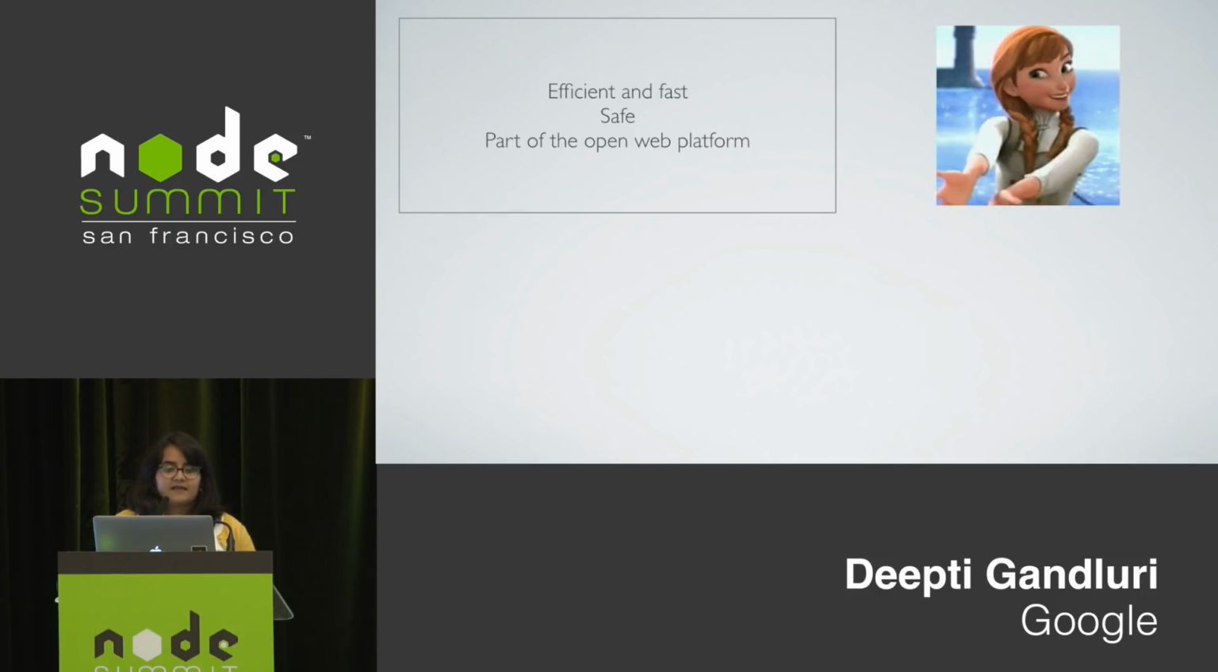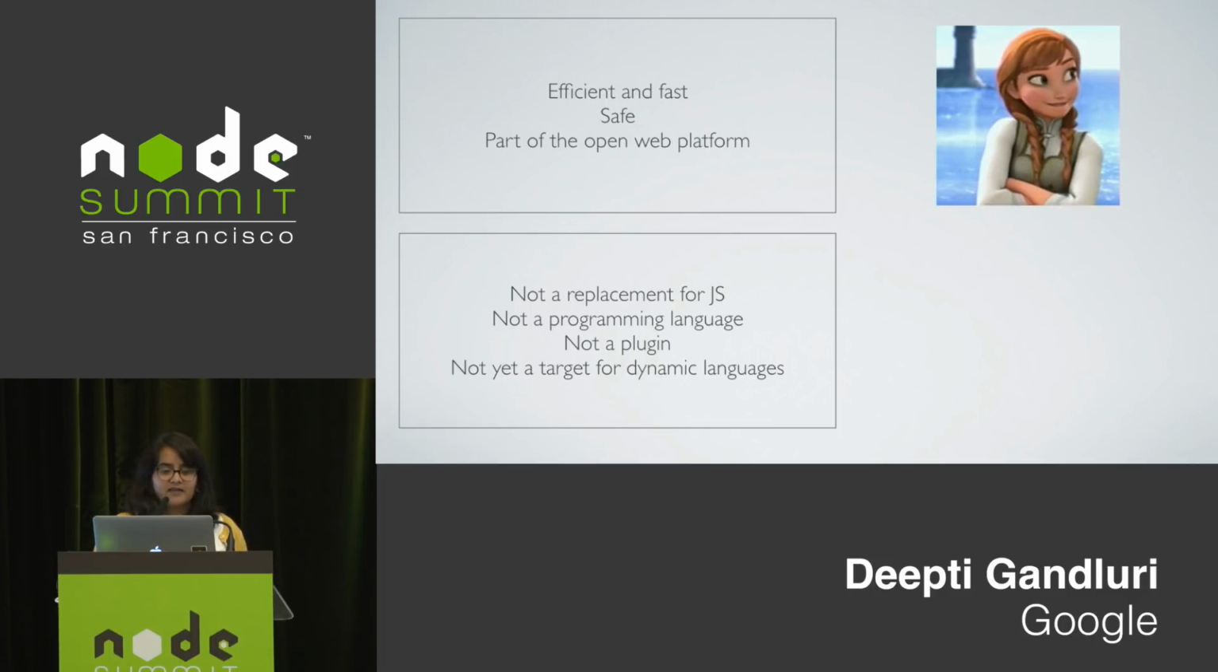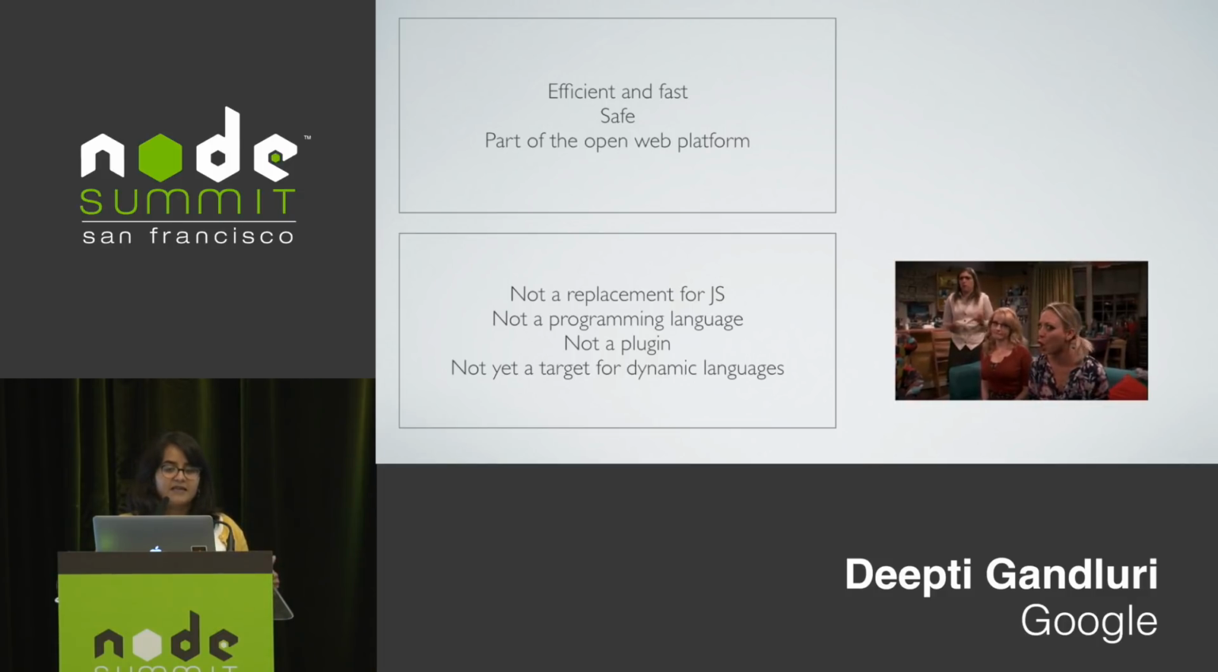The other exciting thing about this is that it's part of the open web platform in the sense that it can call in and out of JavaScript. It uses the same API surface that JavaScript uses to use browser functionality. And I think the important thing to talk about here is also what WebAssembly tries to not be. It is not a replacement for JavaScript.